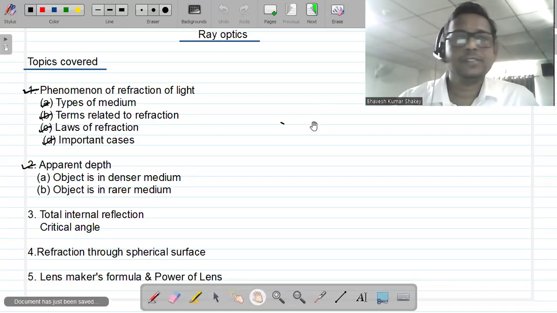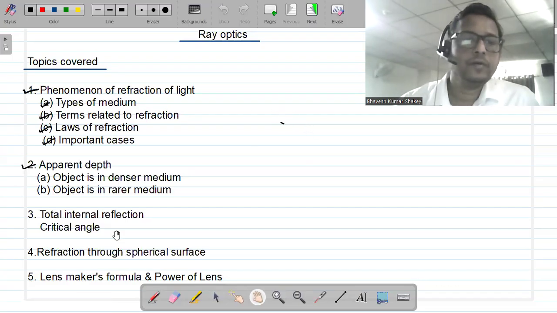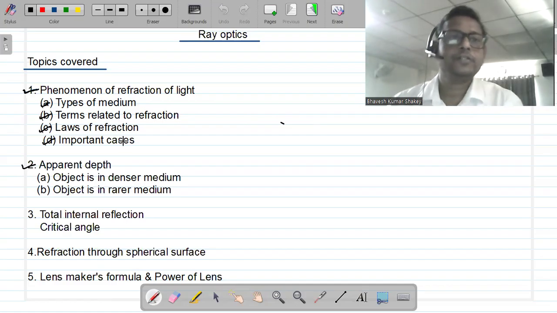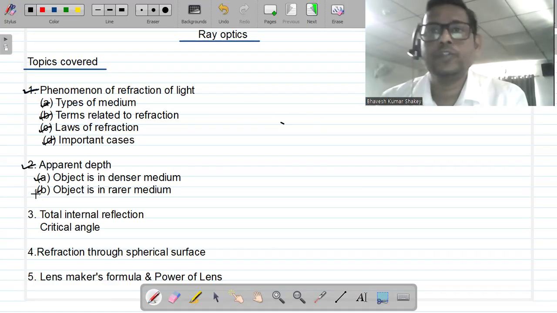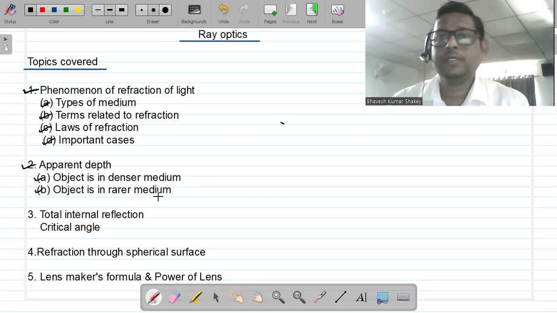So, students, in our last lectures, we have completed the following topics: phenomena of refraction of light, and these subtopics: types of medium, terms related to refraction, laws of refraction, and important cases. Then also we have completed the topic apparent depth, and we derived the formula for apparent depth and normal shift for both the cases, when the object is in a denser medium and when the object is in a rarer medium.